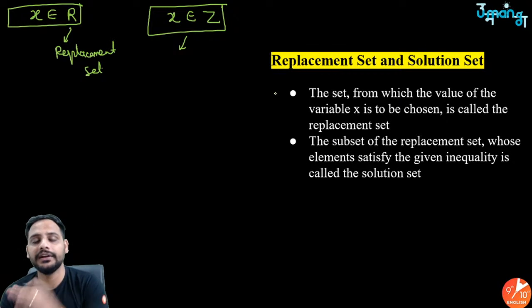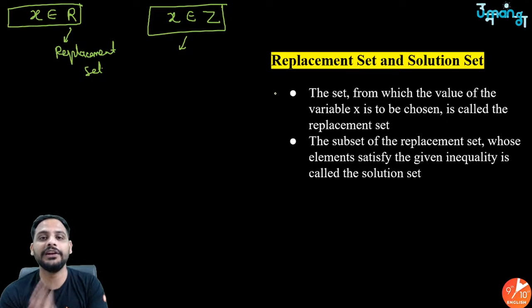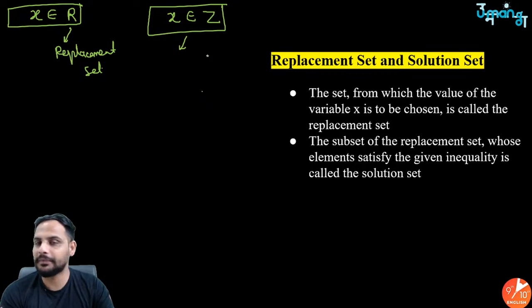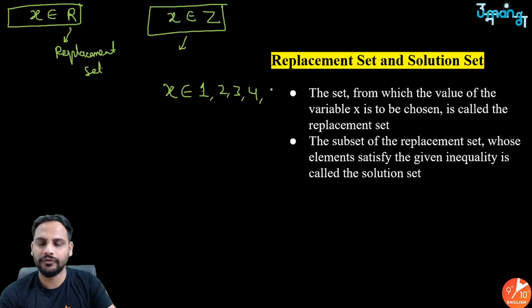Then the solution set means the values of x which will satisfy the equation, and it will be coming from the replacement set. For example, we solved one equation, and we got to know that x belongs to 1, 2, 3, 4, 5.